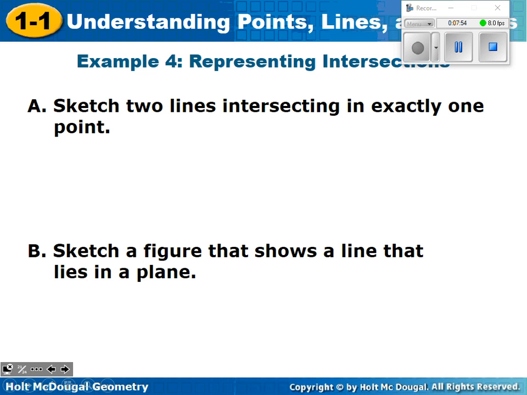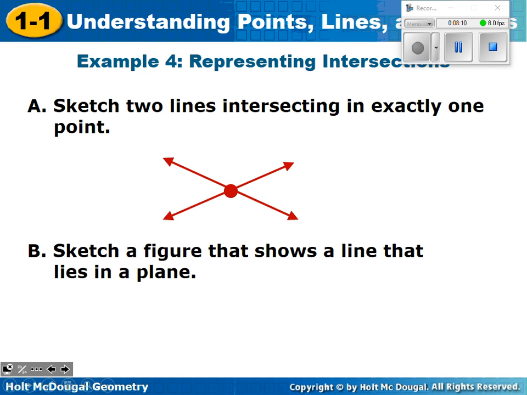Okay, let's go back up here and let's check and see how you did. Part A should have been pretty easy. You're just drawing 2 lines that intersect, so it should have looked something like that. You can put points on them if you want to, and that way you can actually name the lines if you needed to, but it didn't tell you to do that, so that's totally fine.